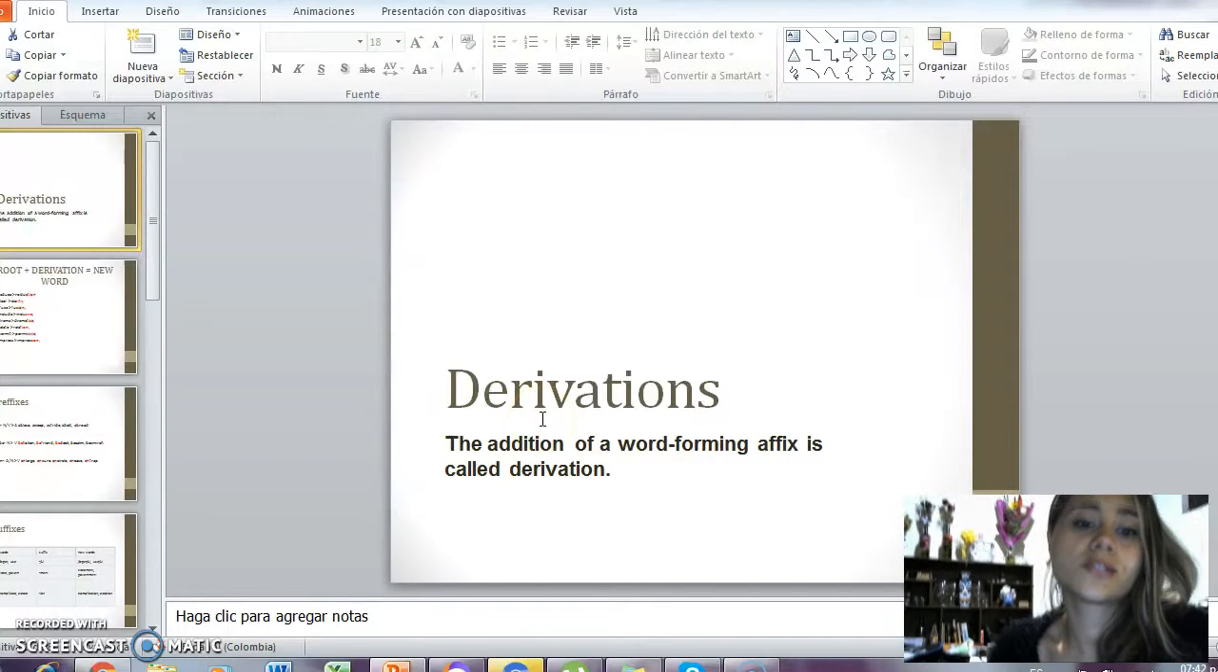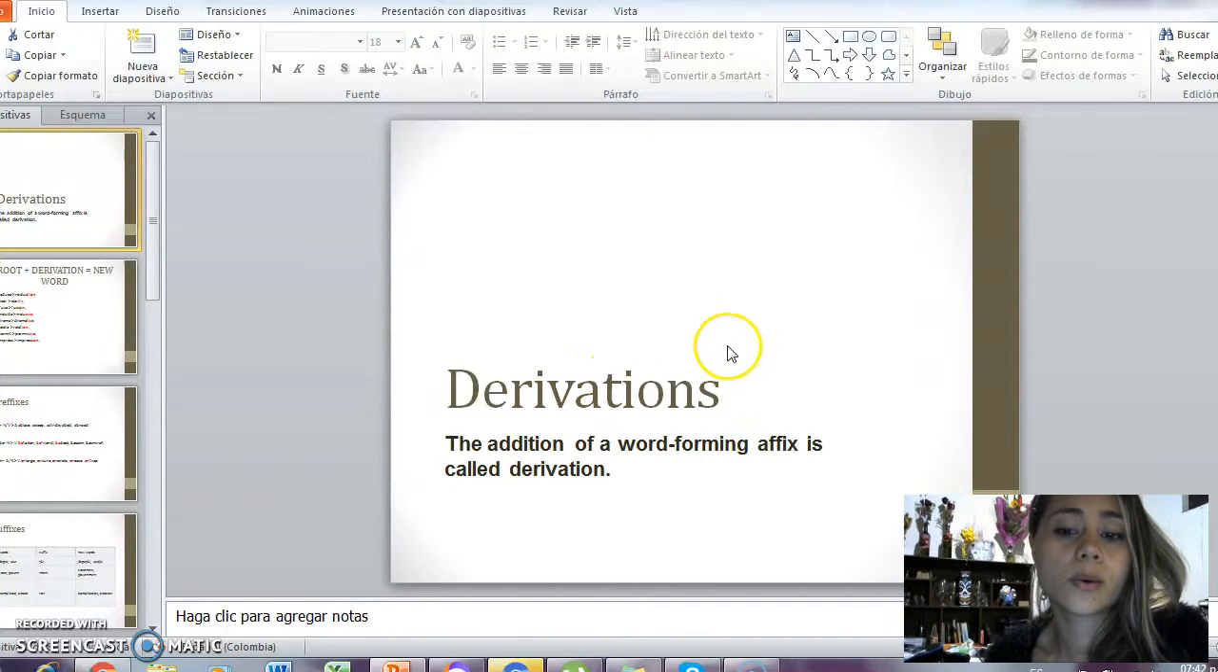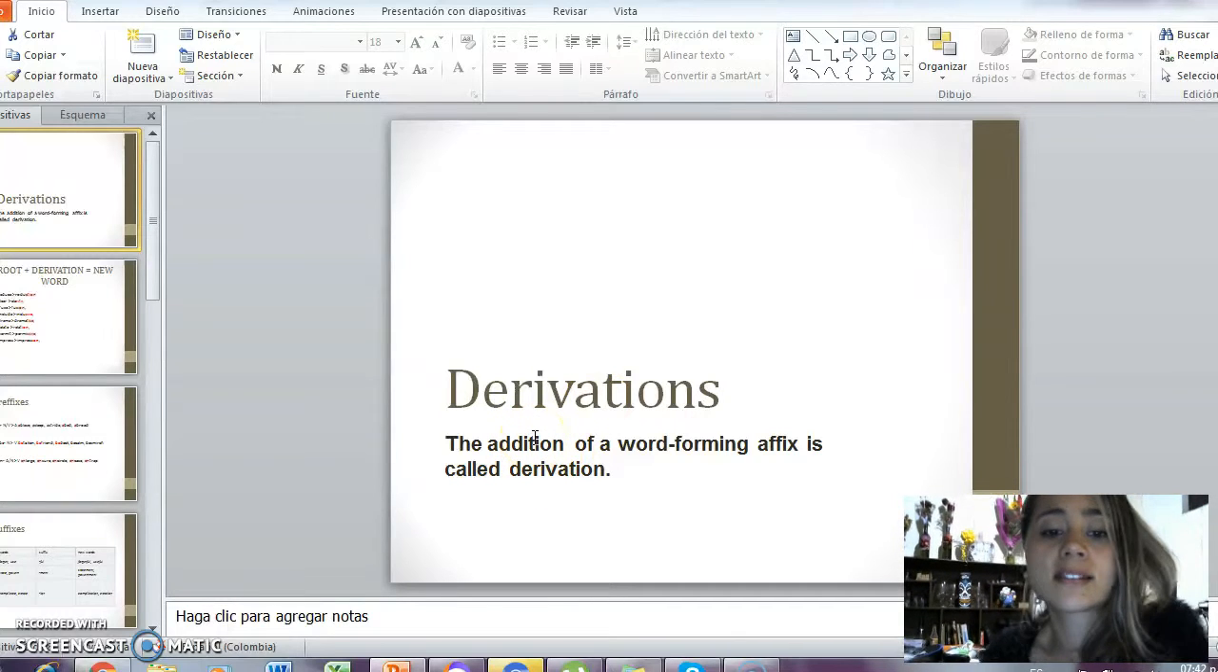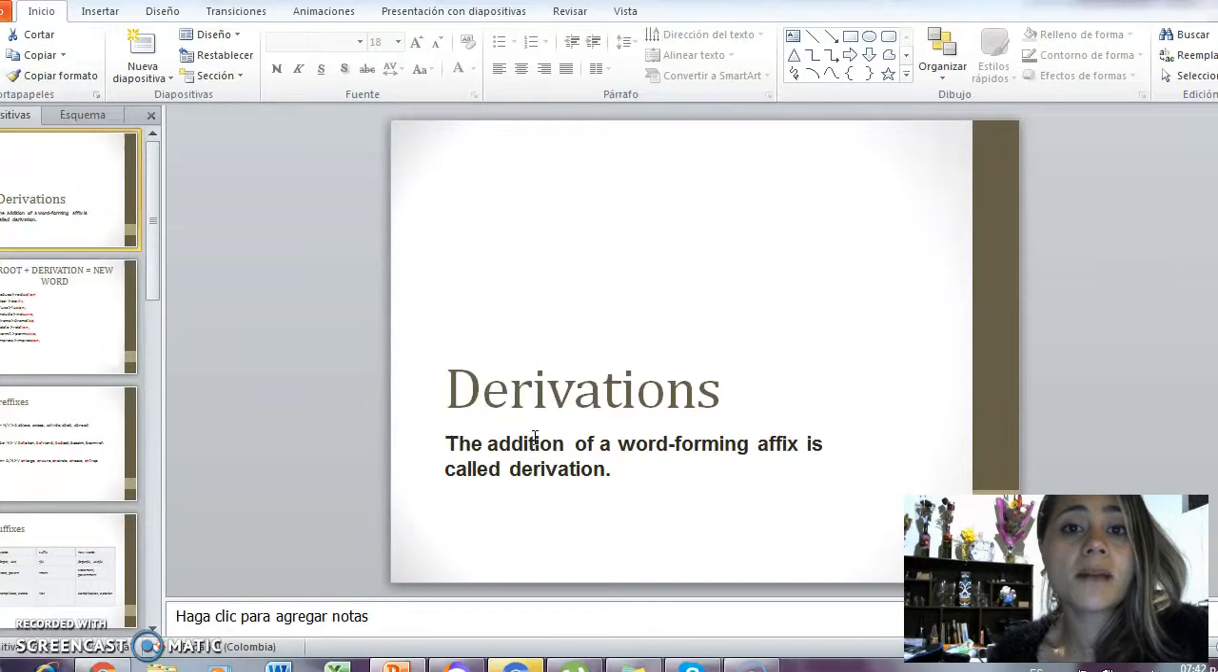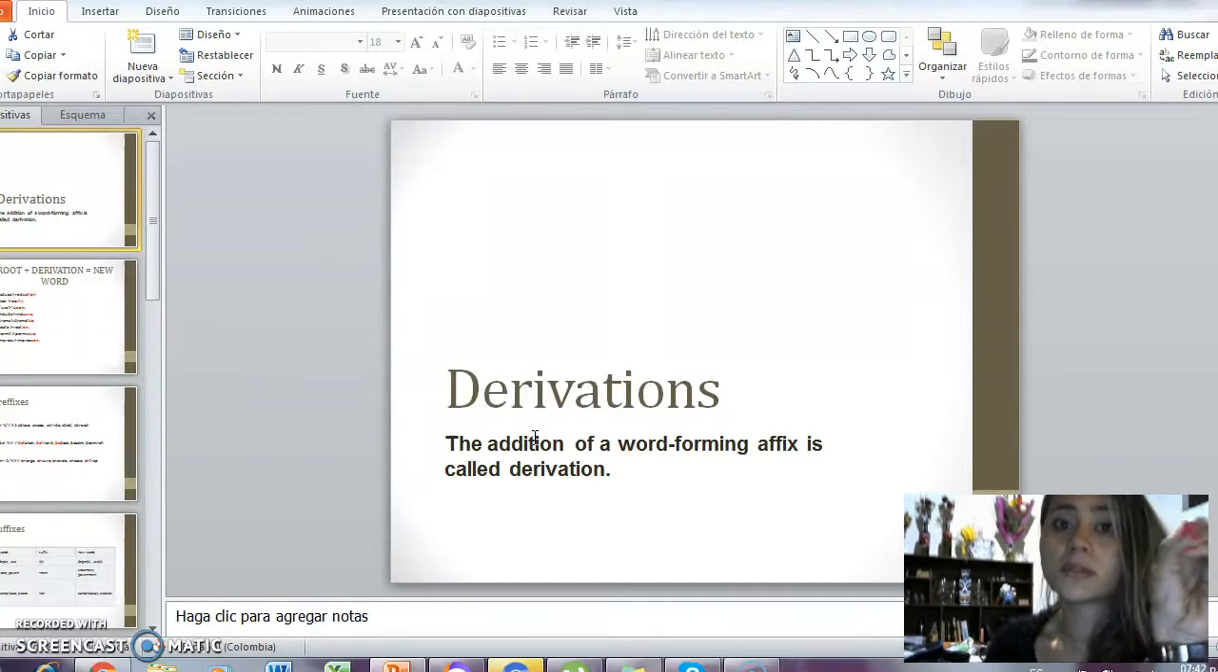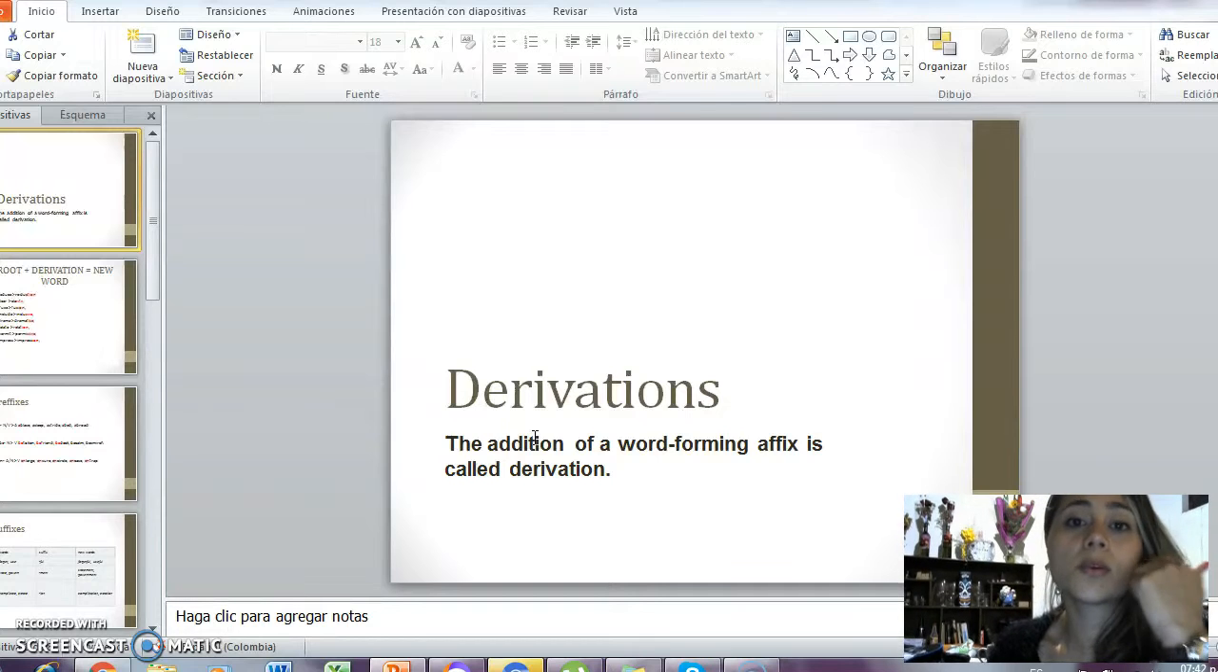Hi guys, so I'm going to tell you about derivations. The addition of a word forming a piece is called a derivation. When we have derivations, we have a root, and then we modify that root, that principal word, adding different words at the end or the beginning of it. So I'm going to show you some examples.